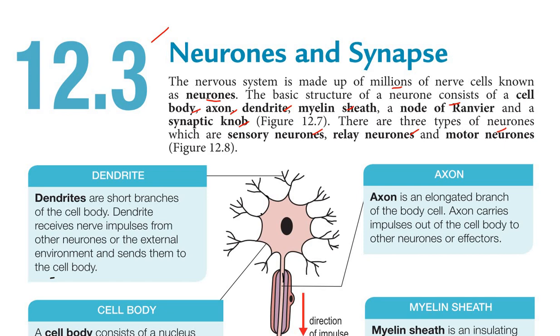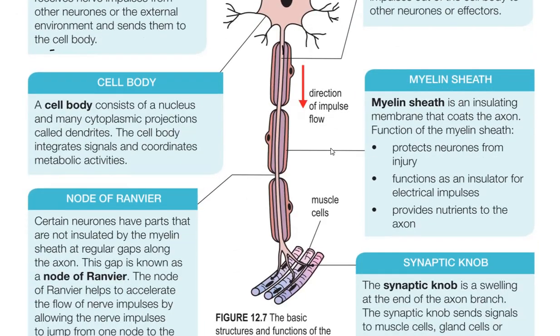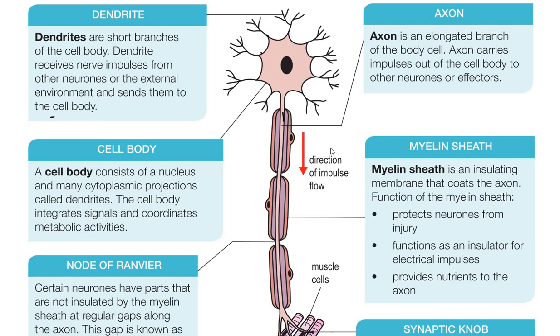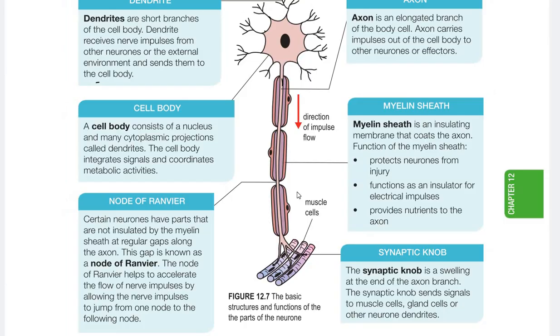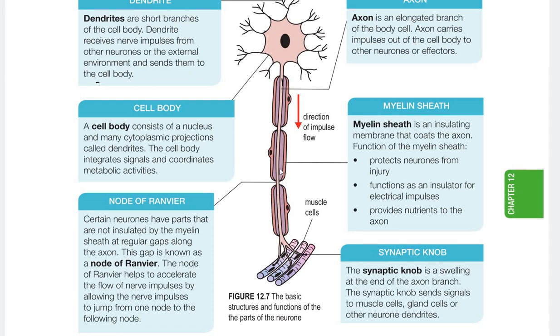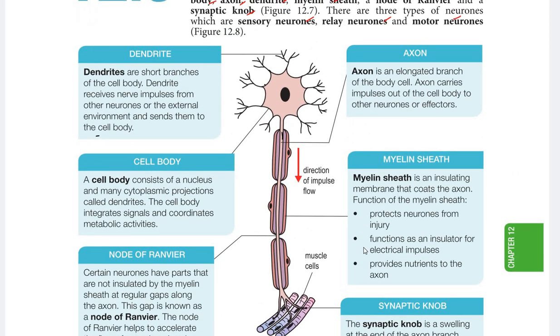Later we are going to learn what the types of neurons are: sensory neurons, relay neurons, and motor neurons. If you take a look at the basic structure of the neurons, you must remember 6 structures here. We have dendrite, cell body, node of Ranvier, axon, myelin sheath, and synaptic node. So these are the 6 basic structures in the neuron.